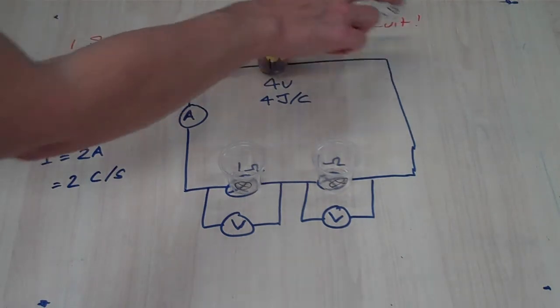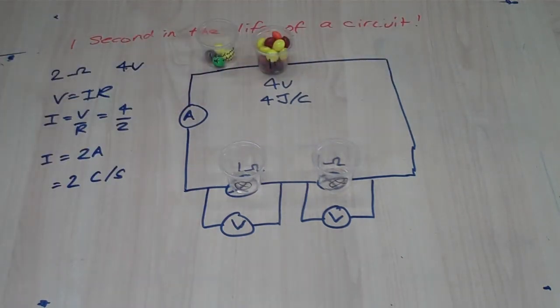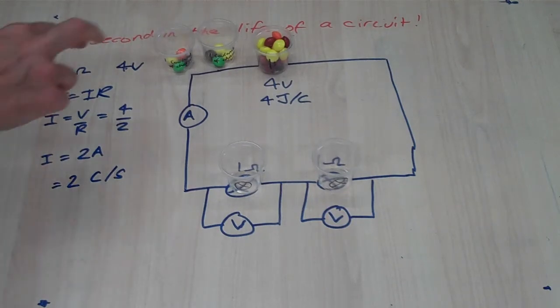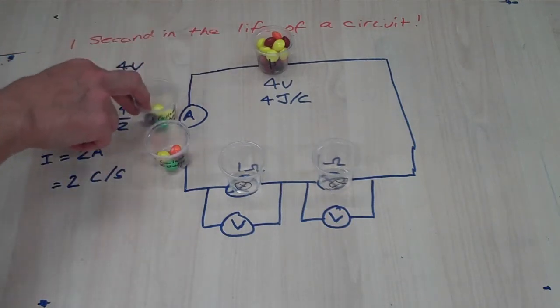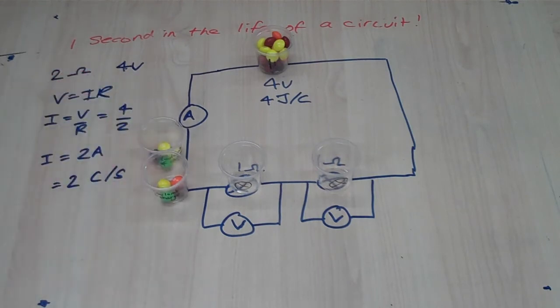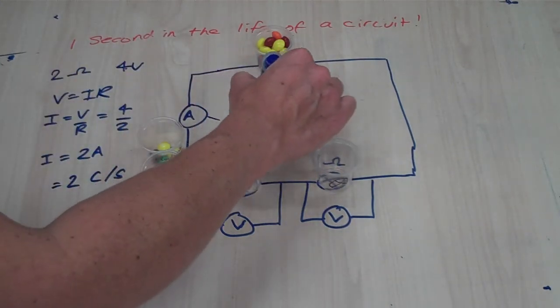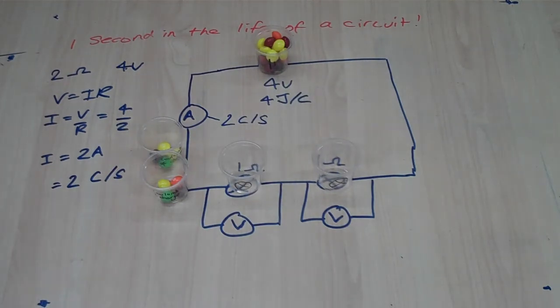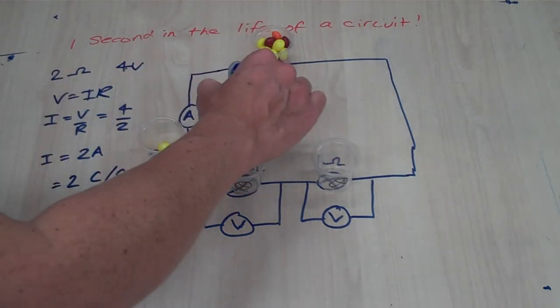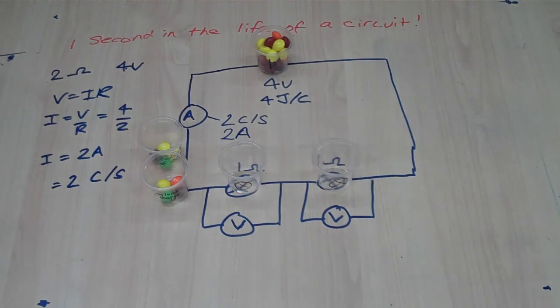So each of these coulombs of charge is a cup collecting 4 skittles, so 4 joules per coulomb. They'll travel around the circuit. They go past the ammeter. The job of the ammeter is to count how many charges pass it. So in 1 second, 2 coulombs have gone past, 2 coulombs per second. That's equal to our 2 amps. So that agrees with our calculation over here.